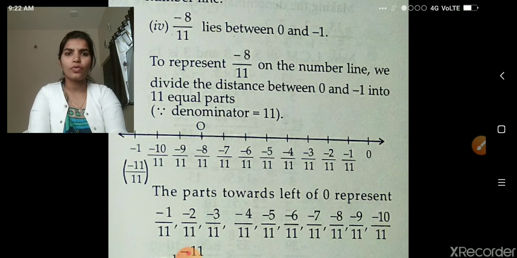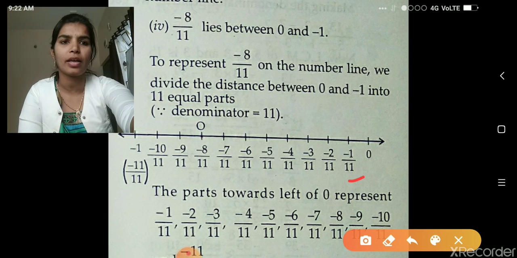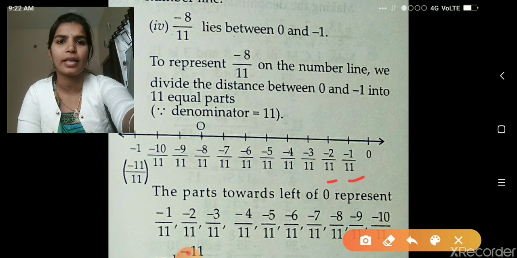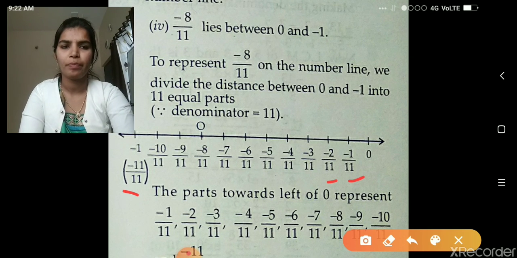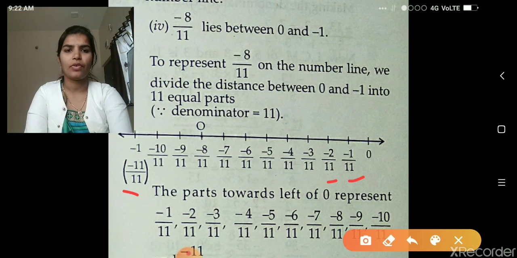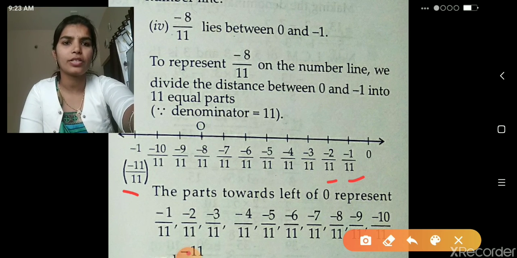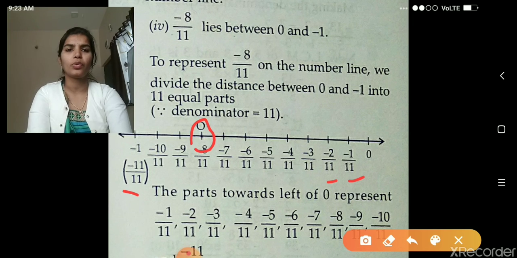So the parts towards the left of the 0 represent minus 1 by 11, minus 2 by 11, and so on up to minus 11 upon 11. So we have to represent the minus 8 upon 11. So the point O represents our rational number minus 8 upon 11. Understand? So in this manner you have to solve your first and second question of your exercise.